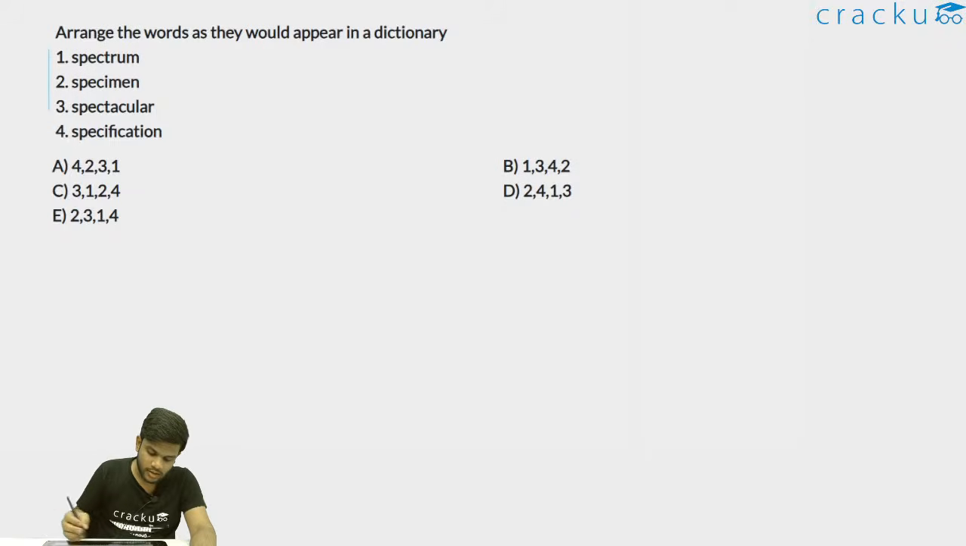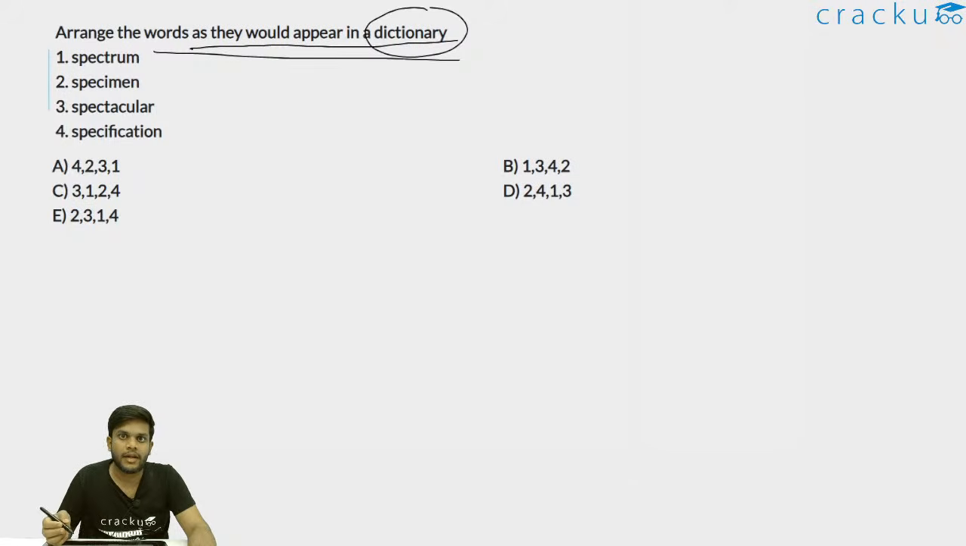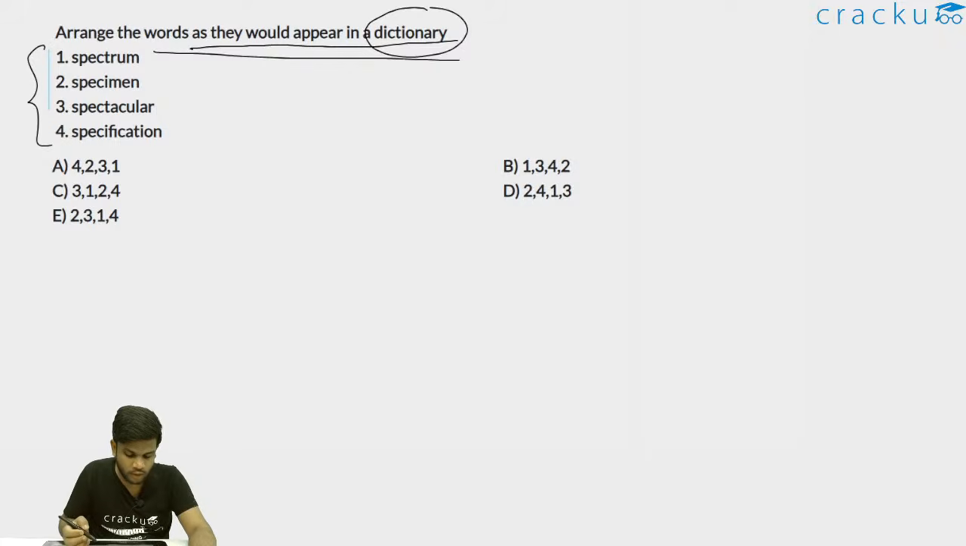Okay, so let's look at it. It is said to arrange the words as they would appear in a dictionary. If you would have looked at a dictionary, all the words are arranged in alphabetical order. So it means that we have to arrange these four words in alphabetical order as well.